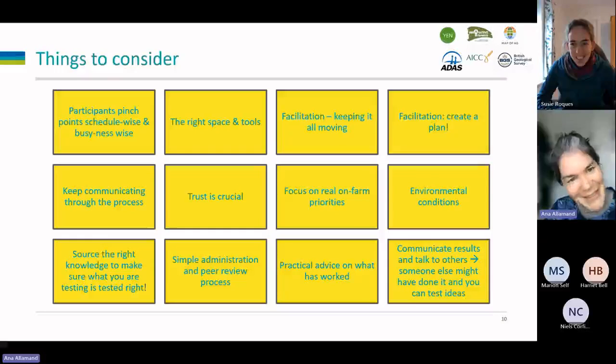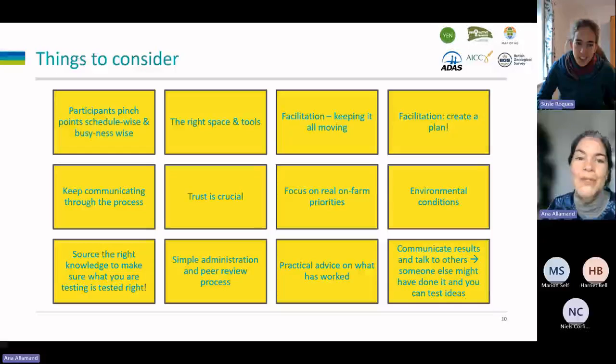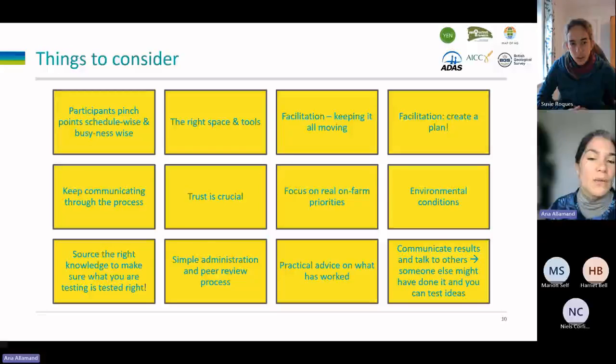And that really takes us neatly into the right space and tools, which is absolutely crucial. You need to understand if you have the space to do what you want to do. Sometimes the farm or the space where you would like to test an idea is not ideal for testing that particular concept. So do keep that in mind and make sure that you have the right tools to assess what you're going to be testing.